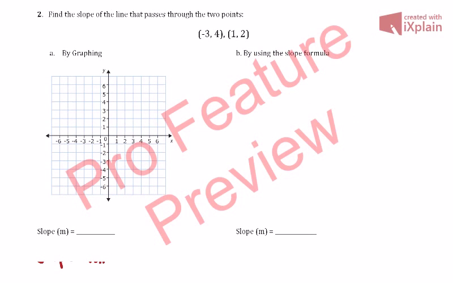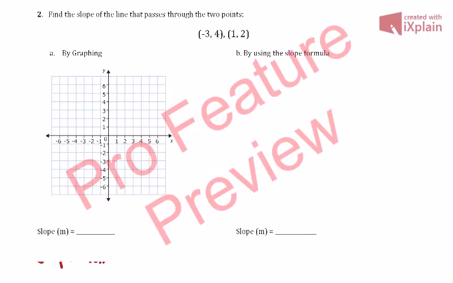Now let's do another example. Find the slope of the line that passes through the 2 points, (-3, 4) and (1, 2). Try it on your own and pause the video before continuing. All right, now we're going to do the same thing. First, we're going to graph the points.